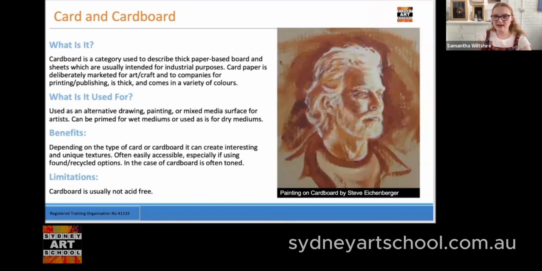So you can see here that Eichenberger has used not only a paint, which is this beautiful orange color, but he's also used white on this surface. And then the toned surface of the cardboard helps to create the mid-tones. And the limitation is really usually that cardboard is not acid-free, all right? So do be careful. If you're buying card which is for specific artistic purposes, that card paper may well be acid-free. Cardboard that you'll be finding off the street is very likely not acid-free.